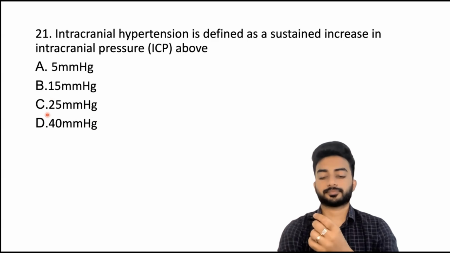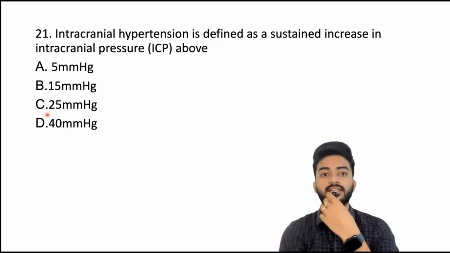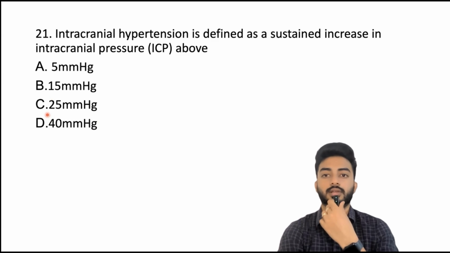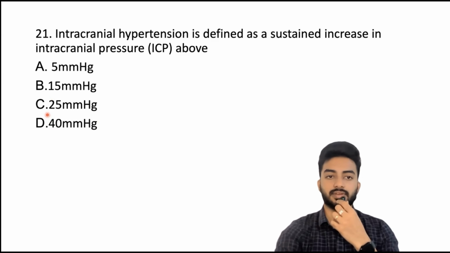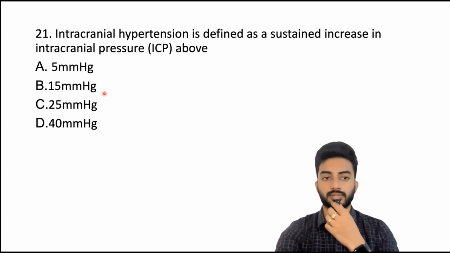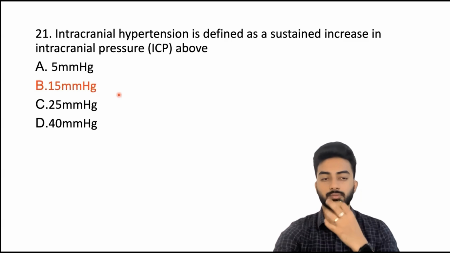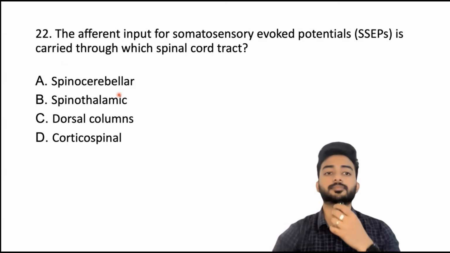21st question. Intracranial hypertension is defined as a sustained increase in intracranial pressure above what? So we all know intracranial hypertension is defined as ICP above 15 mmHg. There is no second thought to it. The options they have given are 5 mmHg, 15 mmHg, 25 mmHg, 40 mmHg. If it had been 20, then we could give a second thought to this question, but they have not given that. They have directly given 15 mmHg and that is the answer. Intracranial hypertension is a sustained increase in intracranial pressure of more than 15 to 20 mmHg.